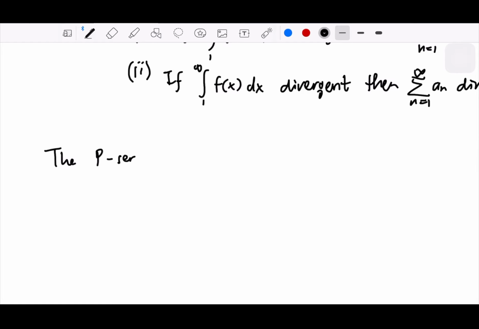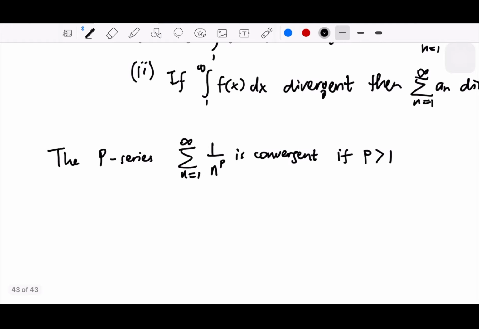And because we have learned the p-test, or now we call it the p-series, we need p greater than 1 to converge, and it will diverge if p is less than or equal to 1. So from just looking at the function, if you know that it's one of this kind, you can check the p.